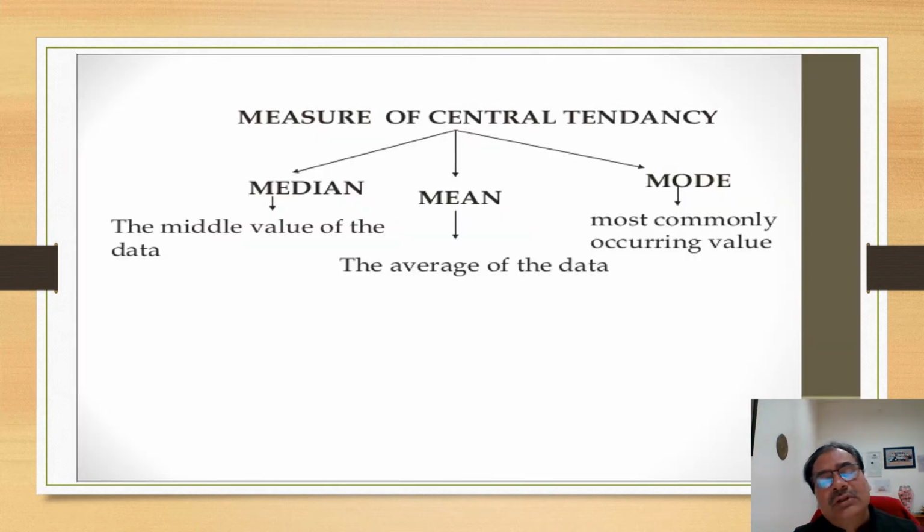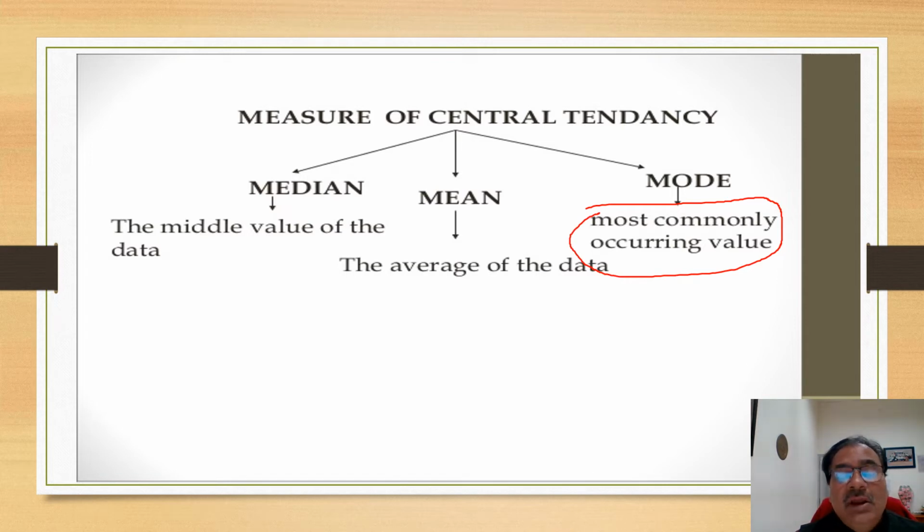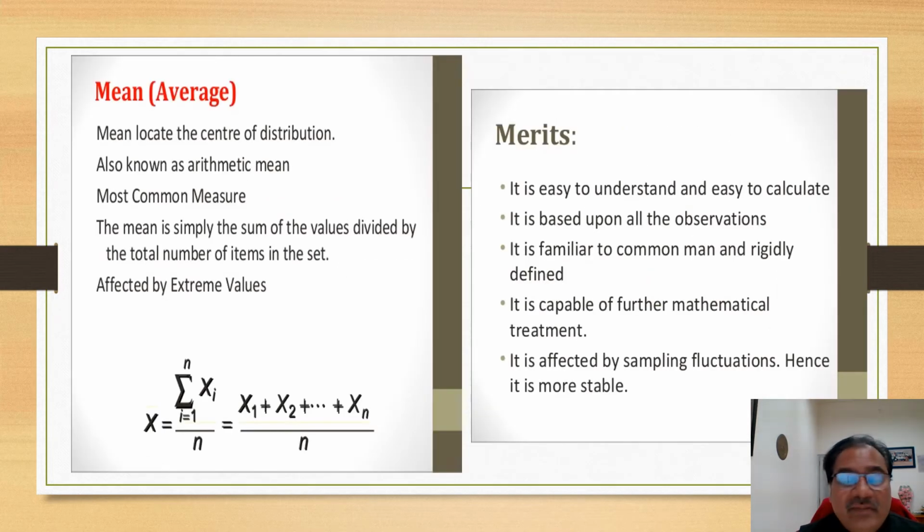The main topic to discuss here in the measure of central tendency is median, mean, and mode. Median means the middle value of the data, mean means the average of the data, and mode means the most commonly occurring value. So this is the basic meaning. Now, what is the mean or average? Mean locates the center of distribution, also known as arithmetic mean.